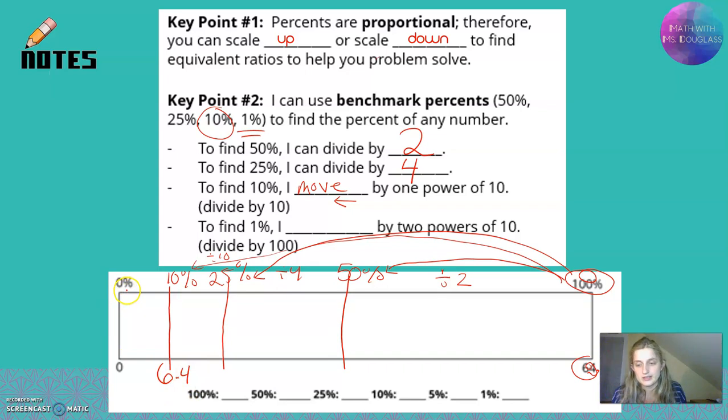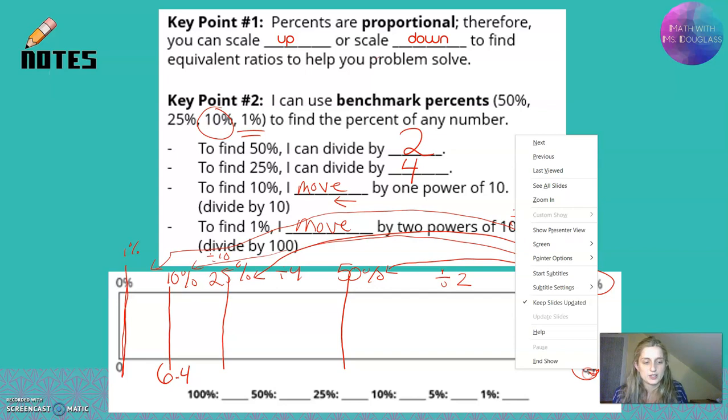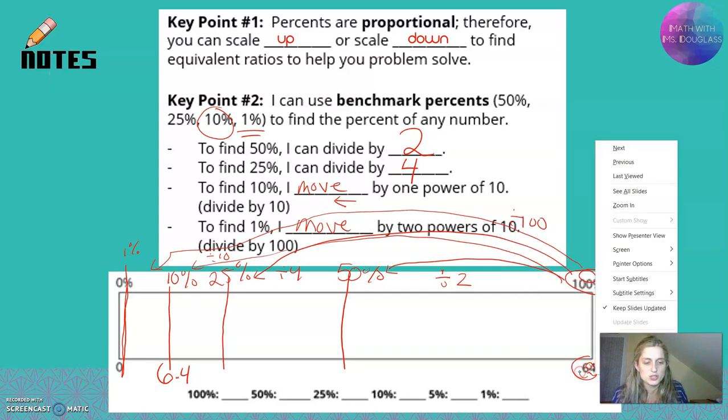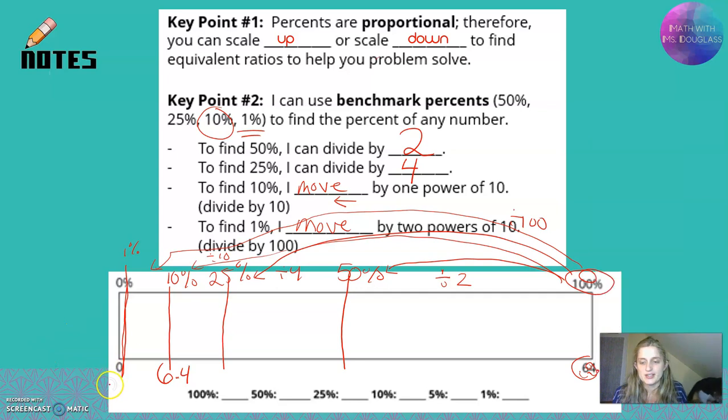1% is when you're like really desperate for a phone charger. It might even be smushed closer to that 0. Here's 1%. Your phone is like about to die. Your laptop is like, no, save your work. 1% is very, very low. What do you have to do to 100 to make the answer 1? Divide by 100. When you are finding 1%, you can move your decimal point by 2 powers of 10. If I start at 64, my decimal point is hiding at the end. I'm going to move it 1, 2 spaces. I end up with 1% is 0 and 64 hundredths.